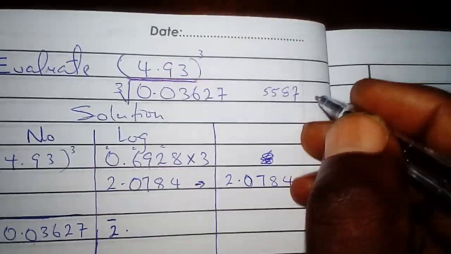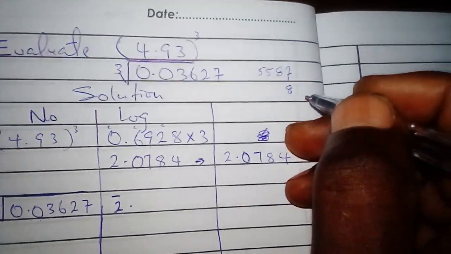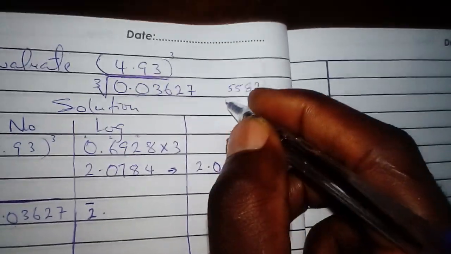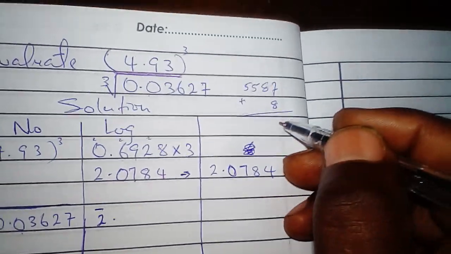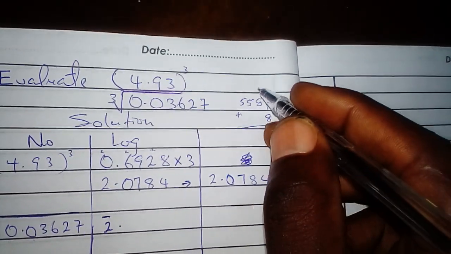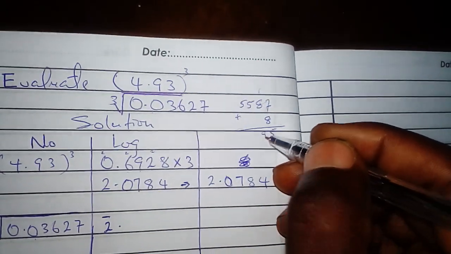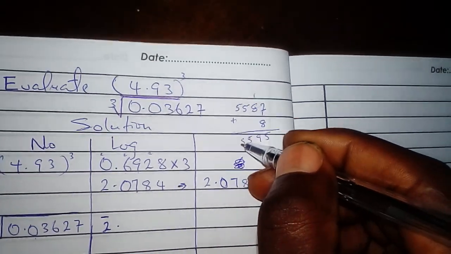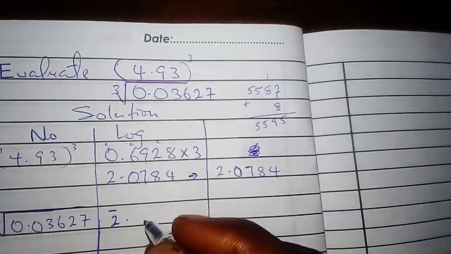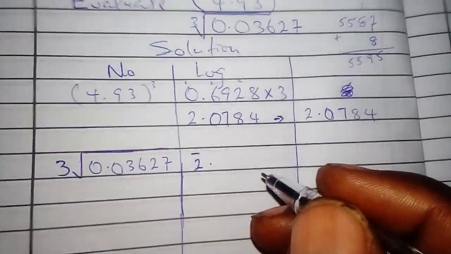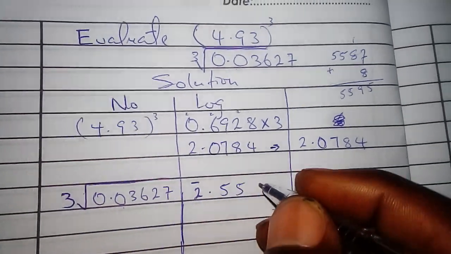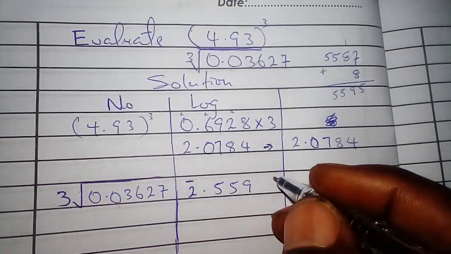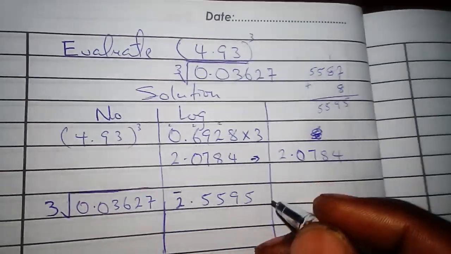So here we have 8. So we put it here and plus. So 7 plus 8, we have 15. Write 5, carry 1. Here we have 9. And we have 5, 5. So our final answer will now be 0.5595. It's very simple.